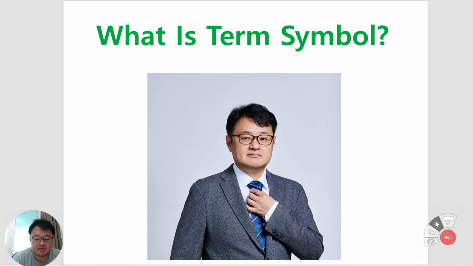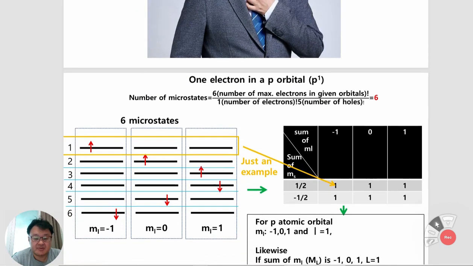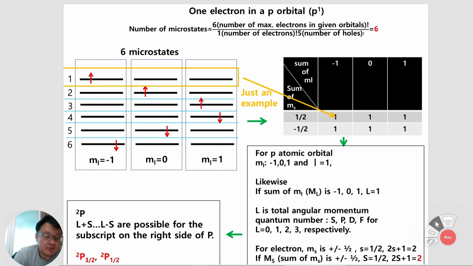So let me start with the p1 system, where you have only one electron in a p orbital. We know that for a p orbital, you have three different magnetic quantum numbers, -1, 0, and 1. So three different p orbitals are at the same energy level. So the maximum number of electrons which can go into a p subshell with the same principal quantum number is 6, right? In each p orbital, you can put maximum 2 electrons. And there are 3 p orbitals at the same energy level, maximum 6 electrons.